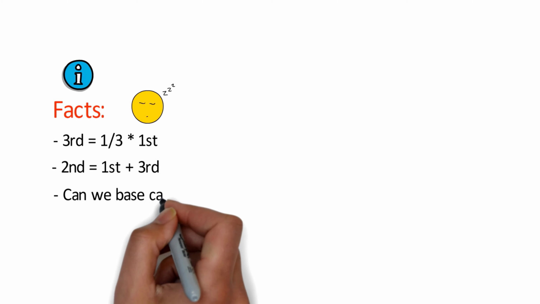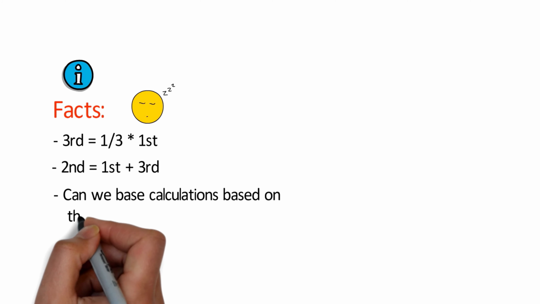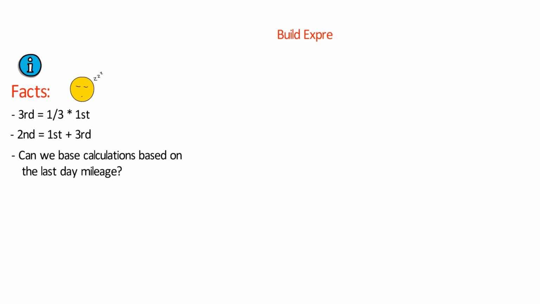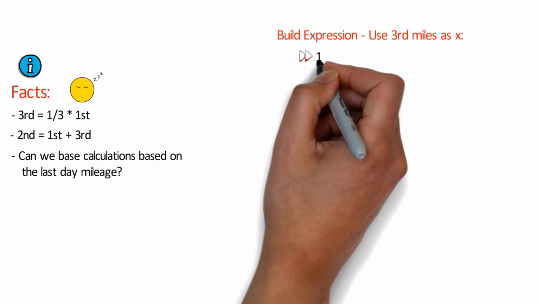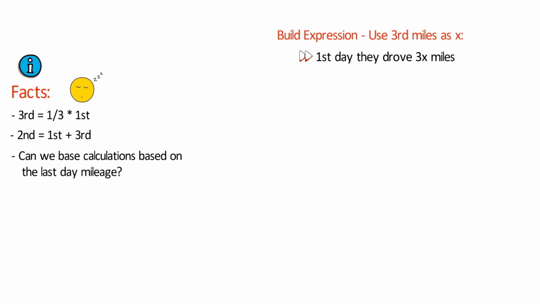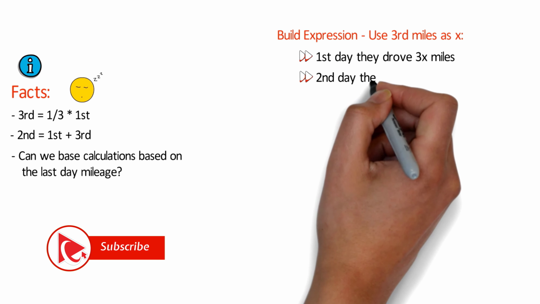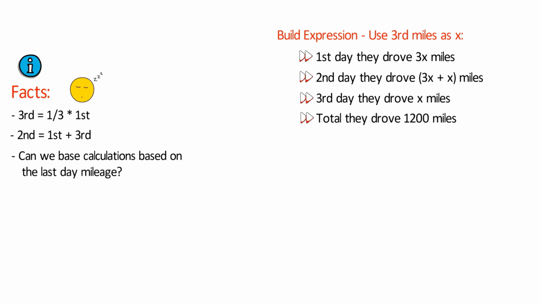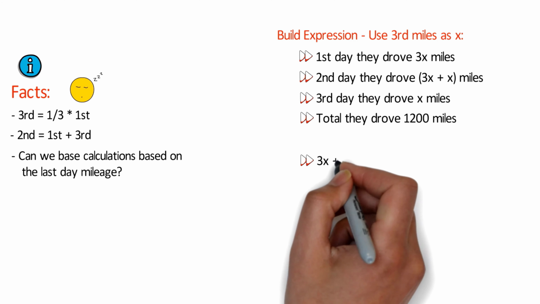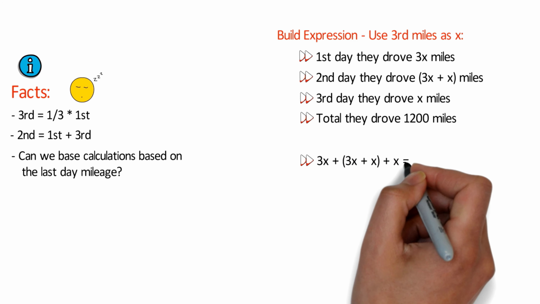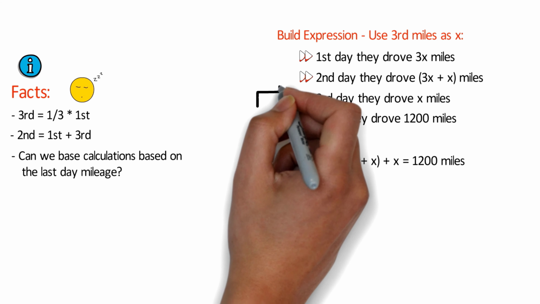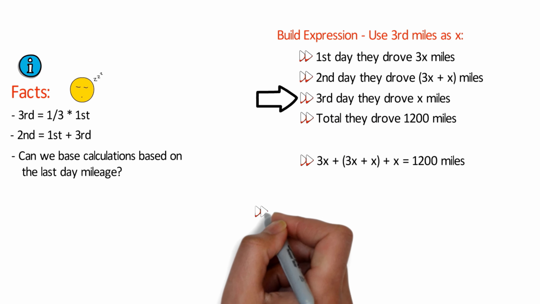So what's interesting here, can we base our calculations on the last day mileage? What I mean by that is, can we use the third day miles as x in the expression we're trying to build? Based on this information, on the first day, they drove 3x miles. On the second day, they drove 3x plus x miles. In total, they drove 1,200 miles. So now we can build an expression: 3x, in parentheses 3x plus x, and then plus additional x equals 1,200 miles.